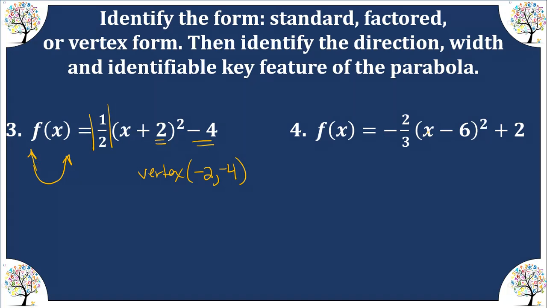Number 4, vertex form again. So our vertex is going to be 6, 2. Our a value is negative, so it's going to turn down. And the absolute value of a is between 0 and 1, meaning it's going to be a compression. So it turns down, and it's going to be a little bit wider than the parent function.